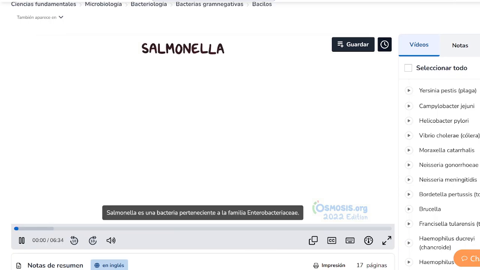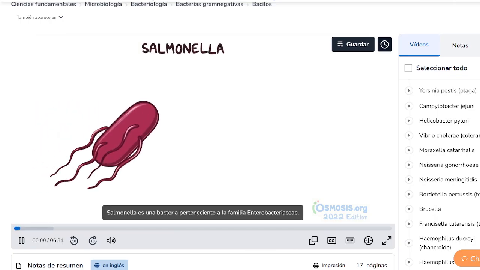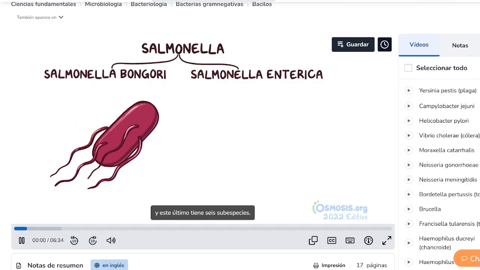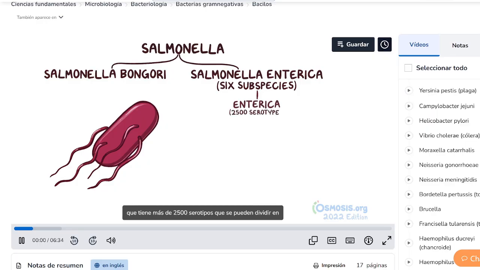Salmonella is a bacterium belonging to the family Enterobacteriaceae. There are two main species, Salmonella bongori and Salmonella enterica, and the latter has 6 subspecies. One of those subspecies is enterica, which has over 2,500 serotypes that can be divided into 2 main groups based on the clinical symptoms they cause, so typhoidal or non-typhoidal.